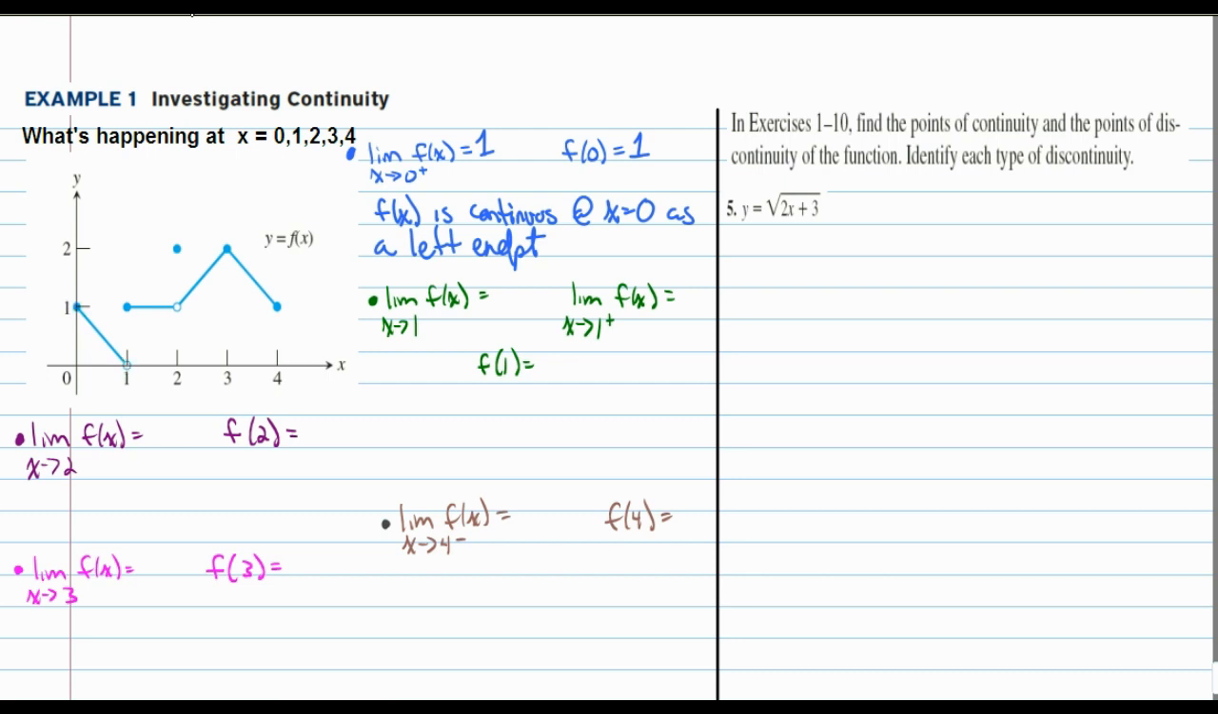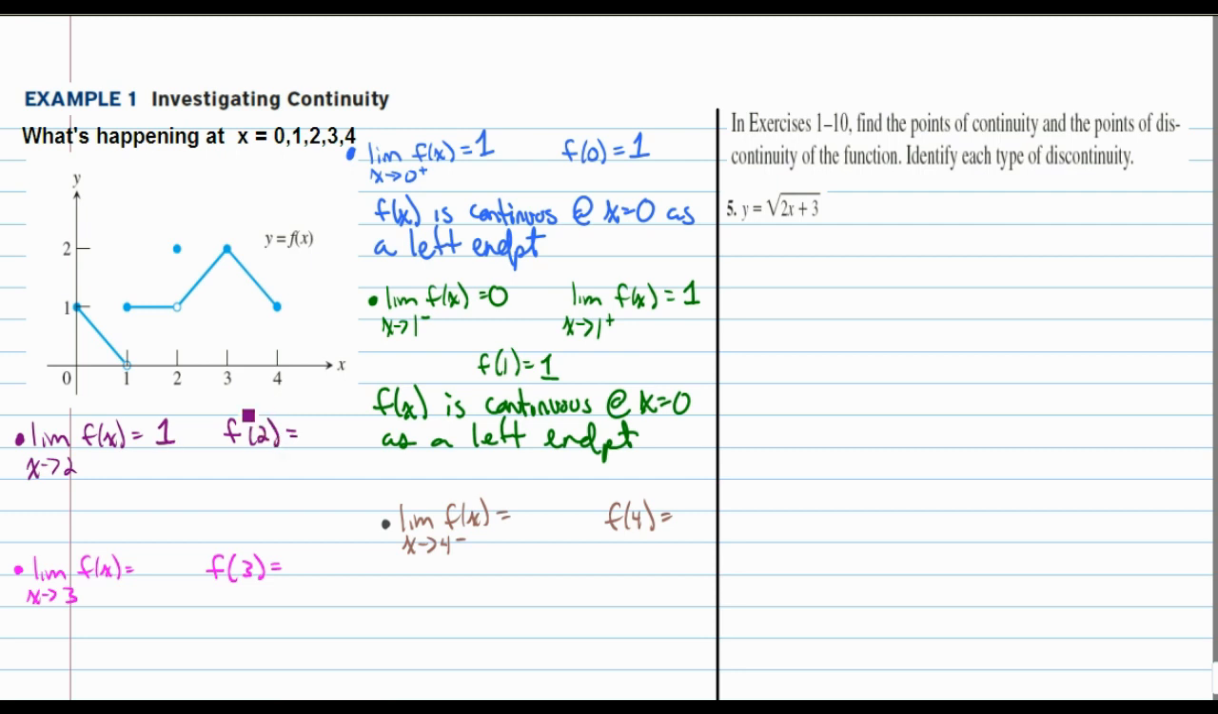Now let's look at x equals 1. The limit as x approaches 1 from the left is 0. The limit as x approaches 1 from the right is 1. And f of 1's value is 1. So the function isn't continuous at x equals 1, but it is continuous at x equals 1 as a left endpoint. At x equals 2, the limit as x approaches 2 from both sides, so the two-sided limit, is 1.